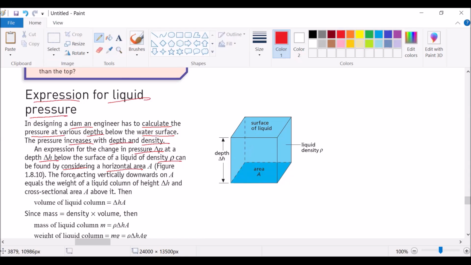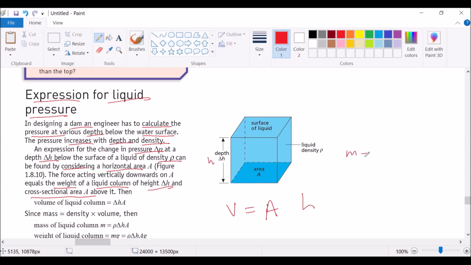In this diagram, the force acting vertically downwards on A, which is this area, due to this liquid above, equals the weight of the liquid column of height H and cross-sectional area A. So the volume of the liquid is the base area times the height. So volume is equal to base area A times the depth, which is delta H, or just H, if we consider this height to be H.